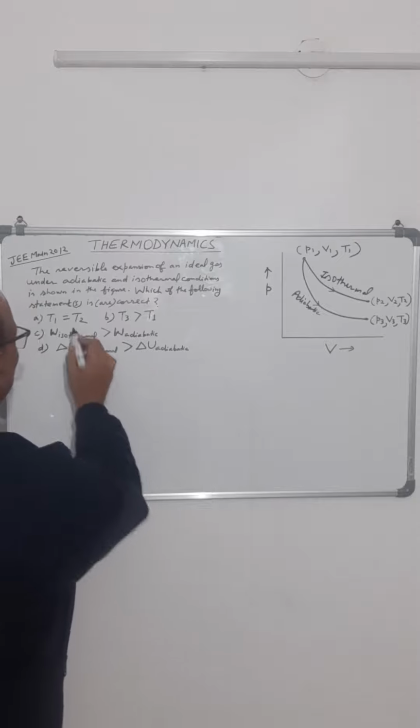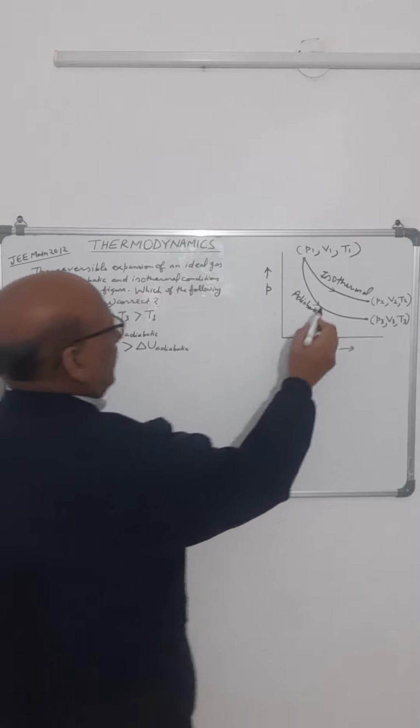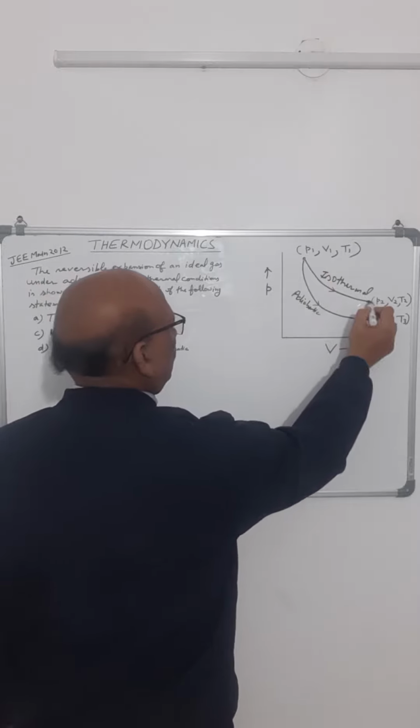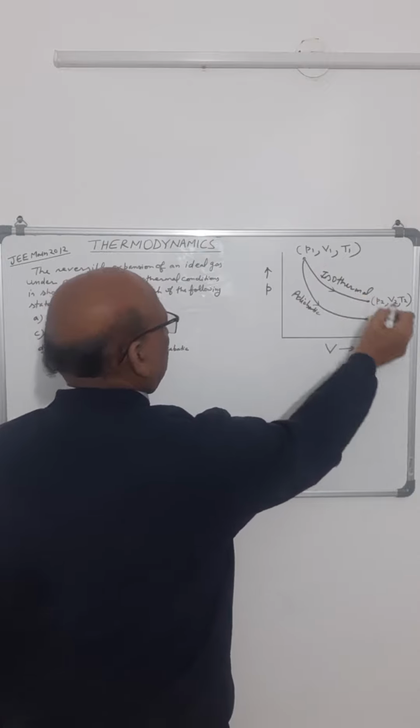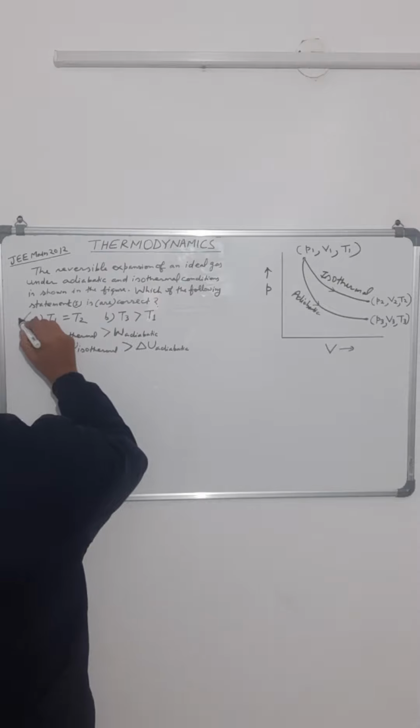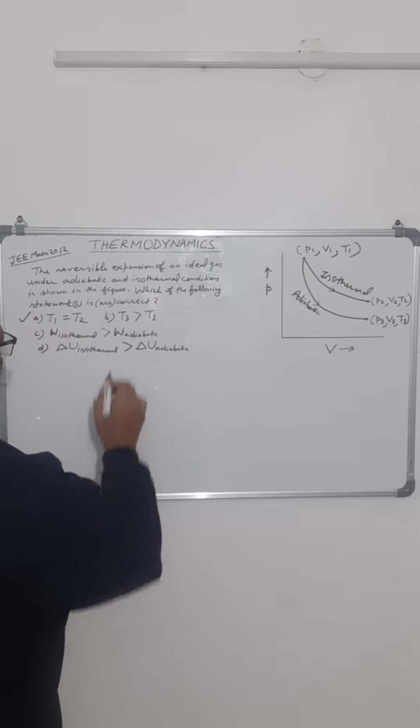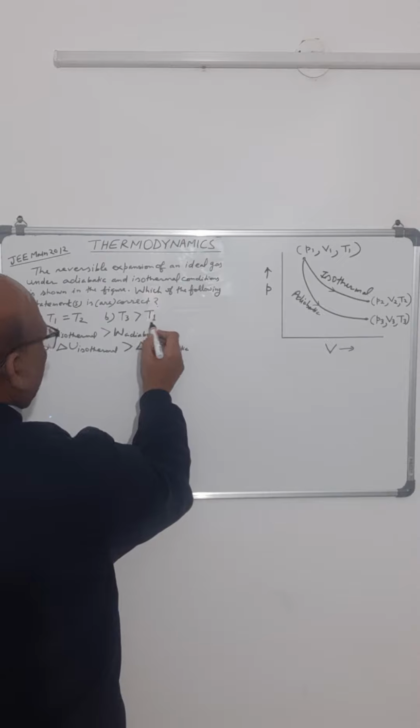Okay, अभी first statement is T1 equal to T2. We know that this process from state 1 to state 2 is isothermal, so T1 will be equal to T2. So we say that first statement is correct. Now we will see the second statement, that is T3 is greater than T1.